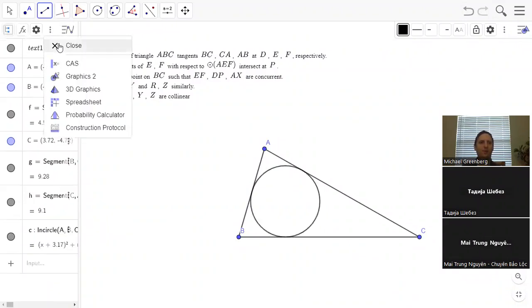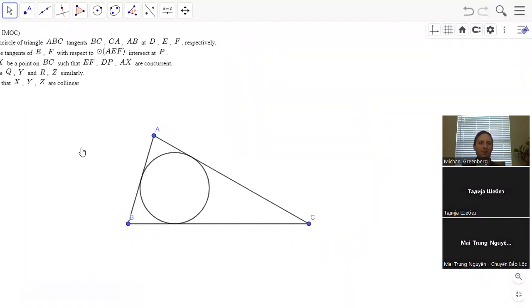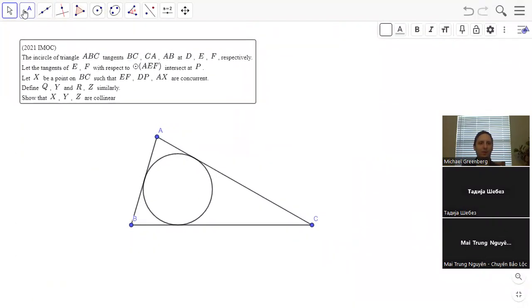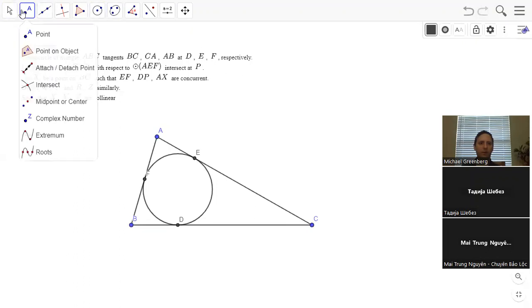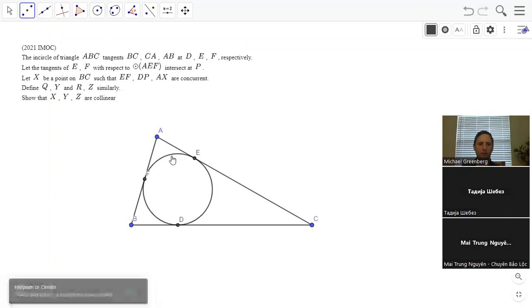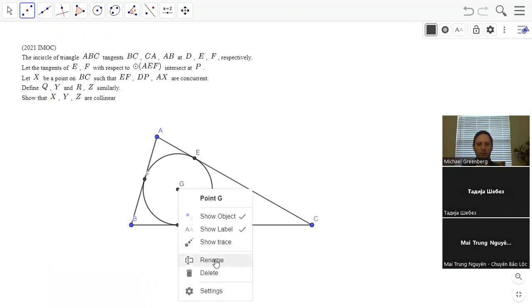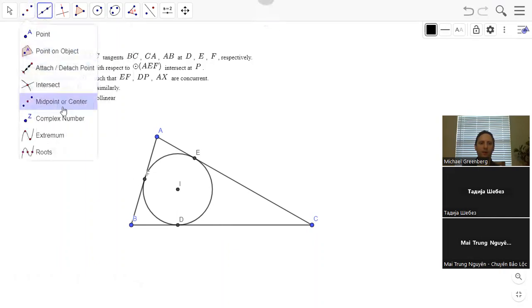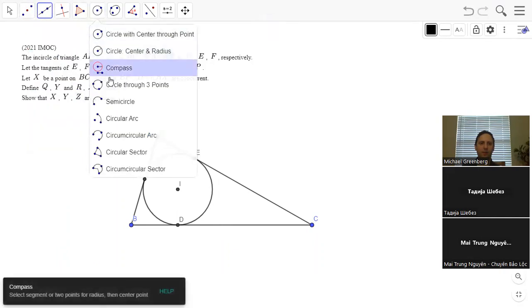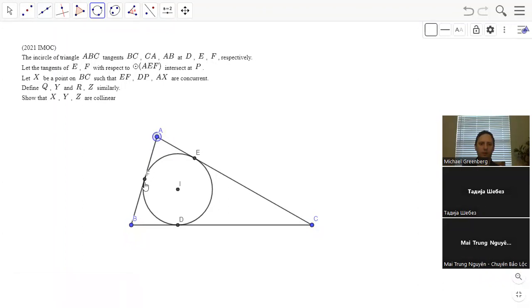I feel like it's been too long since we've done an incircle problem. So we have triangle DEF, with tangents at E and F. Okay, so let's draw the incenter, and it's going to pass through circle AEF. I think the tangents intersect at the midpoint of BC, right? Is that right?